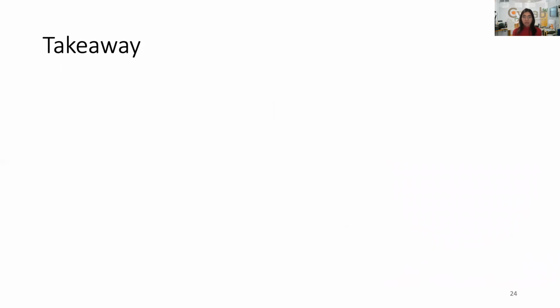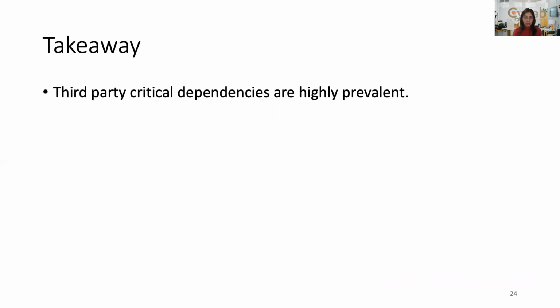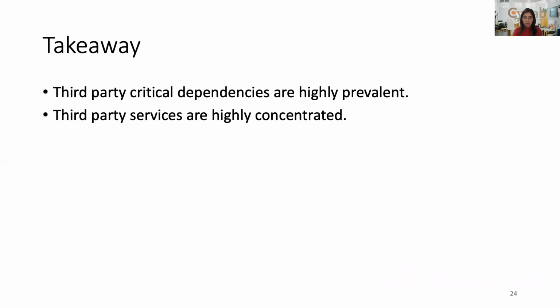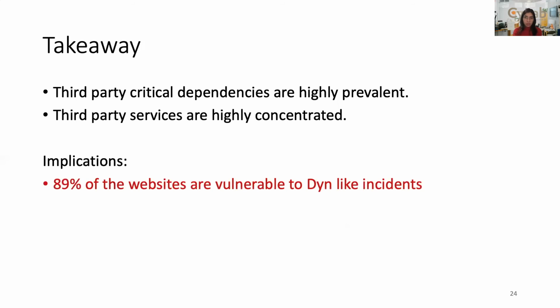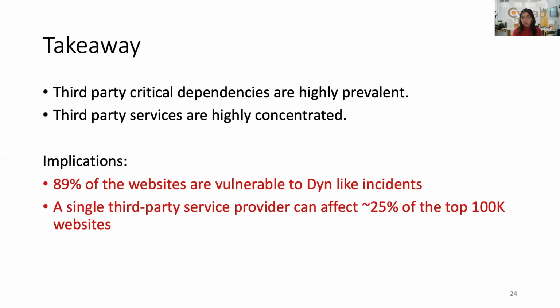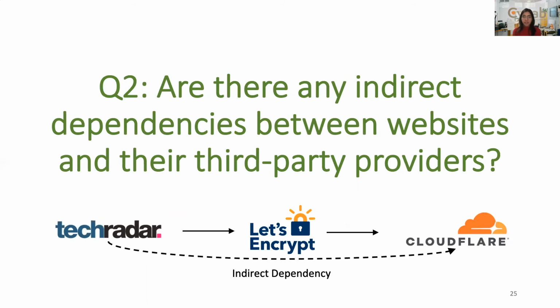To summarize, our main findings were that third-party critical dependencies are highly prevalent and third-party services are very concentrated. A direct implication of this is that 89% of the websites are vulnerable to DYN-like incidents. A single provider can affect as much as 25% of the top 100,000 websites. Now the question is, if this is the complete picture, or do we need to take indirect dependencies into account as well? And this brings us to our second question, which is, are there any indirect dependencies between websites and their third-party providers? To do this, we first need to analyze inter-service dependencies between DNS, CDN, and CA providers.